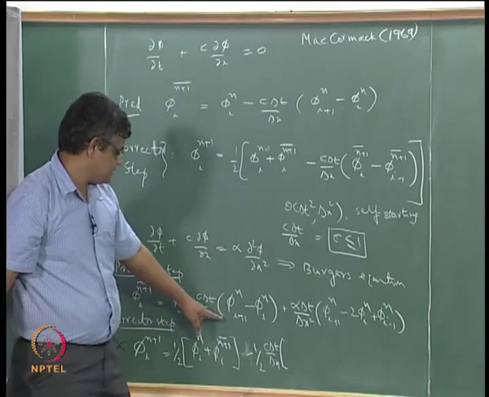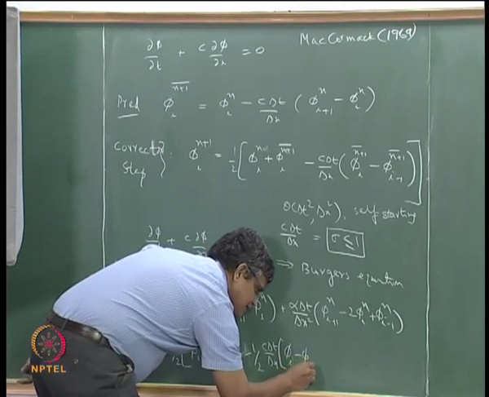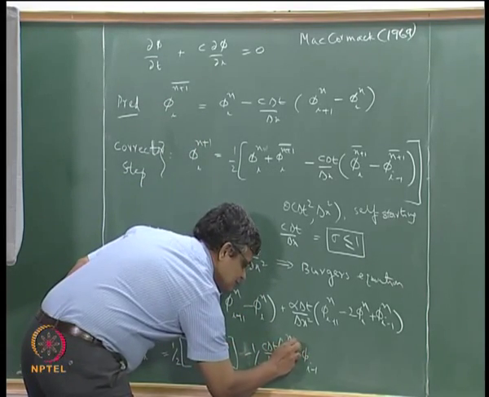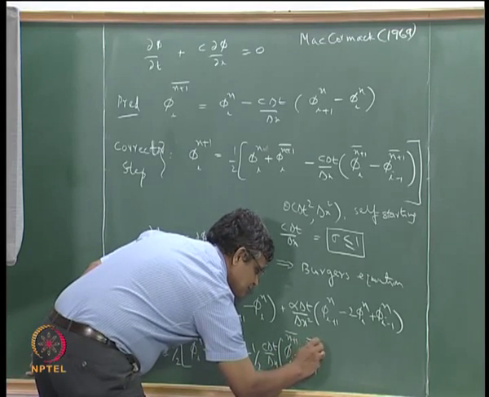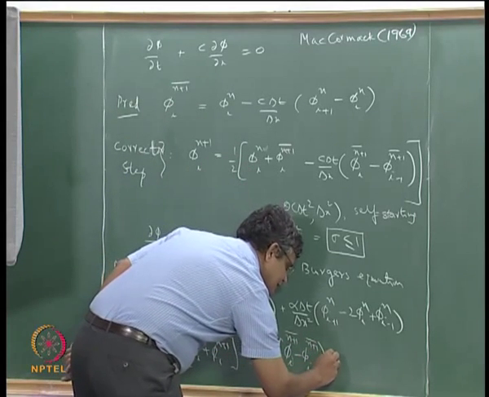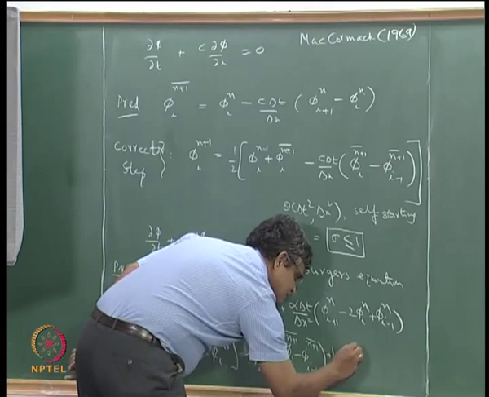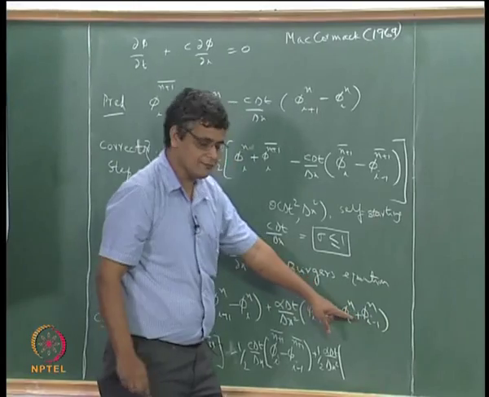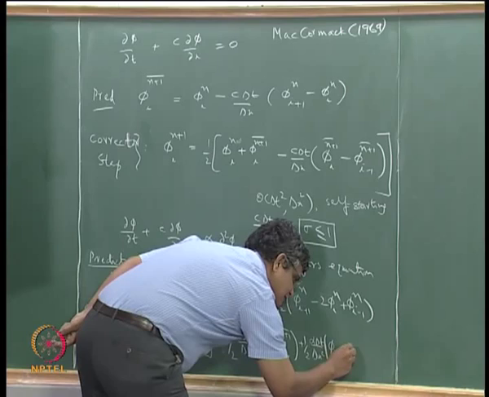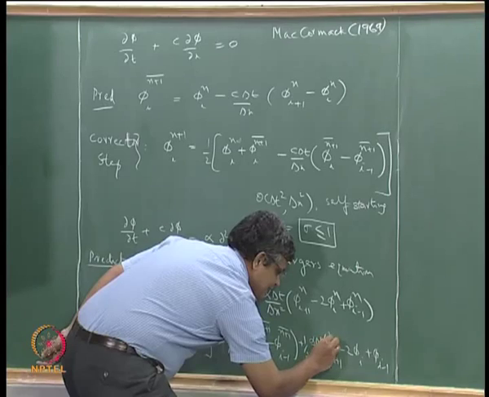Now this is evaluated as backward in space, that is phi I minus phi I minus 1, and this is also evaluated using the predicted values n plus 1 bar, and this is evaluated again plus half of alpha delta T by delta x square. This is evaluated using central differencing, but with predicted values, that is phi I plus 1 minus 2 phi I plus phi I minus 1 at n plus 1 bar.